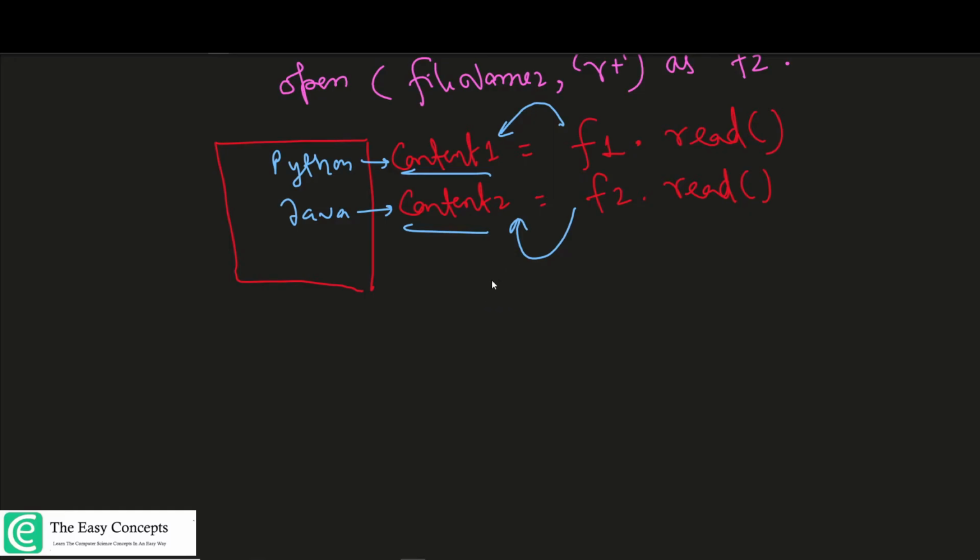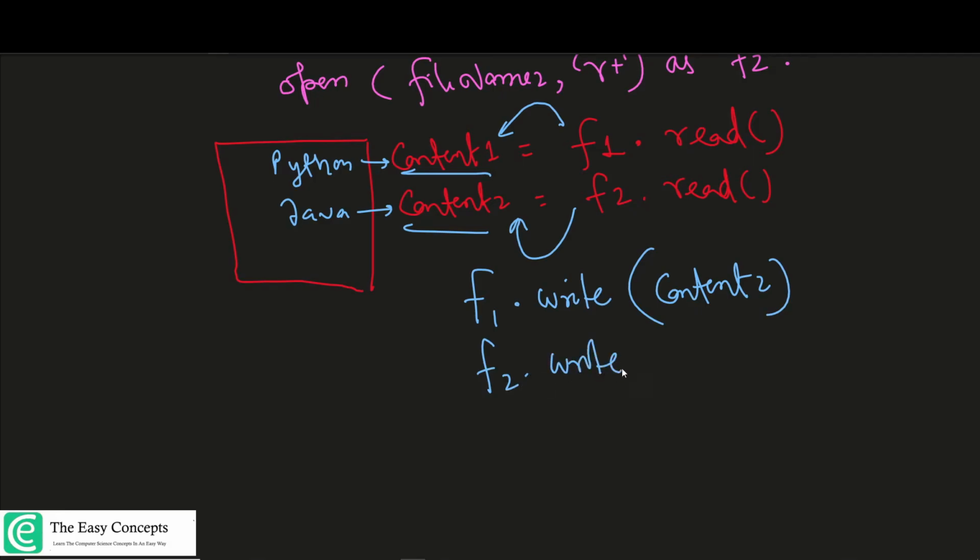So what you can do, you can use f1.write because you have opened this file in R plus mode, so we can use read and write together. So f1.write, and here you have to put content 2, and similarly you can write f2.write and content should be content 1. Clear? So this is the way you can swap the content of two files.